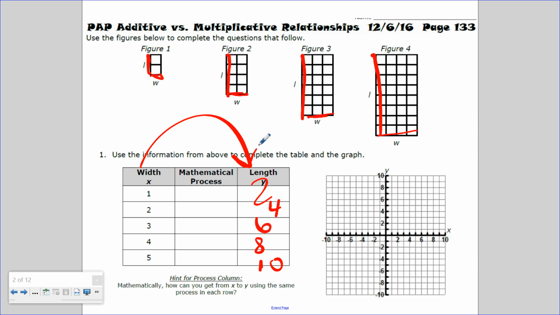So what is the relationship between the width and the length? Is it multiplicative or additive? I believe the relationship is times 2. Let's graph it. This is the width. This is the length. So width is 1, 2, 2, 4, 3, 6, 4, 8, 5, 10.